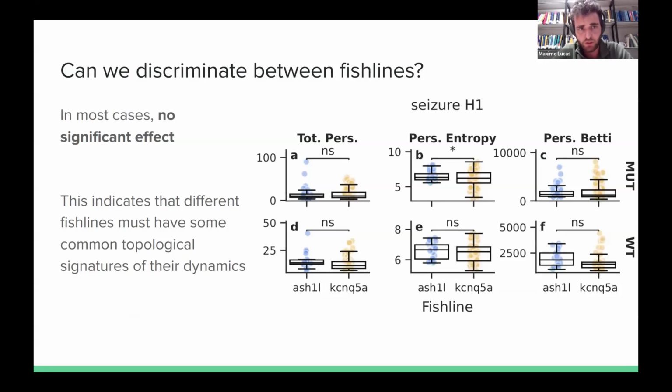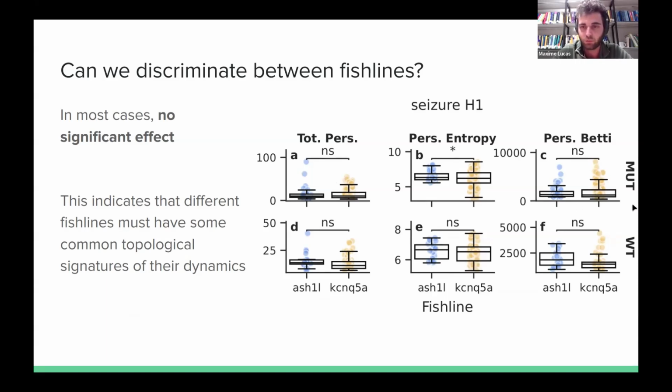Then we were wondering, can we discriminate between fish lines? Are they going to be different or not? In most cases, it cannot. For example, here I'm showing the subgroup of seizure recordings for H1, the homological dimension 1 of cycles, and I'm comparing the two fish lines. Blue is one of the fish lines, orange is the other fish line.